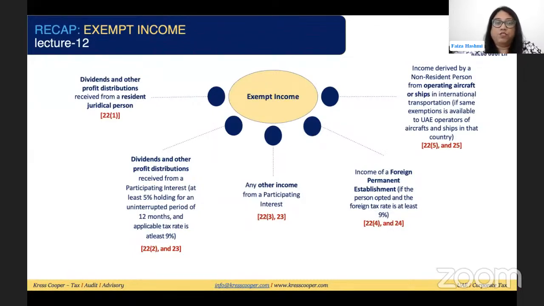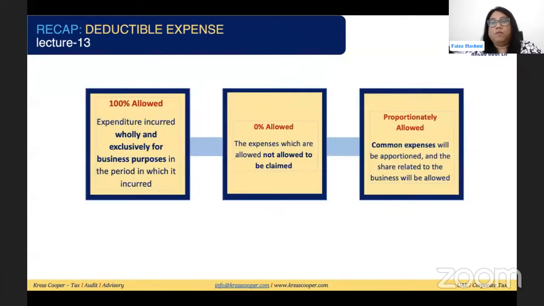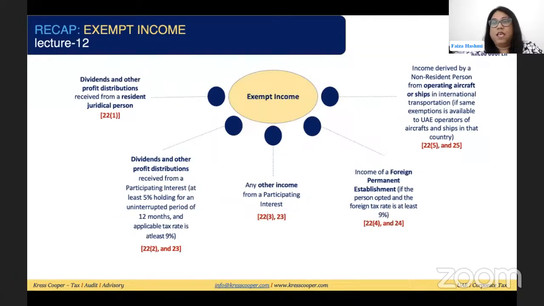The condition being that it should be a 5% holding for at least 12 months, and the applicable rate should be 9%. Any other income we receive from a participating interest, or income from a foreign permanent establishment, if we have opted for it, the condition being that the foreign tax rate is at least 9%. And also income from a non-resident person operating a ship, if the same treatment is offered to the UAE counterparties as well.